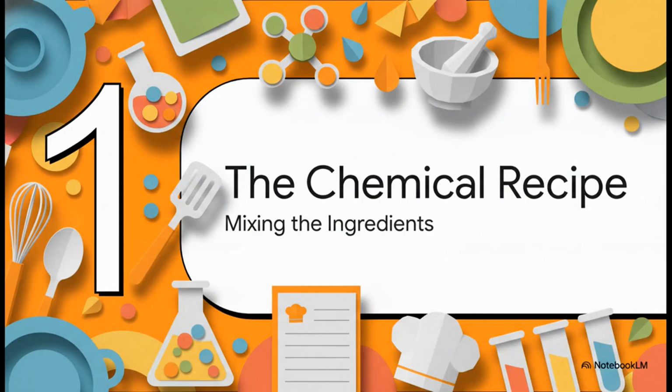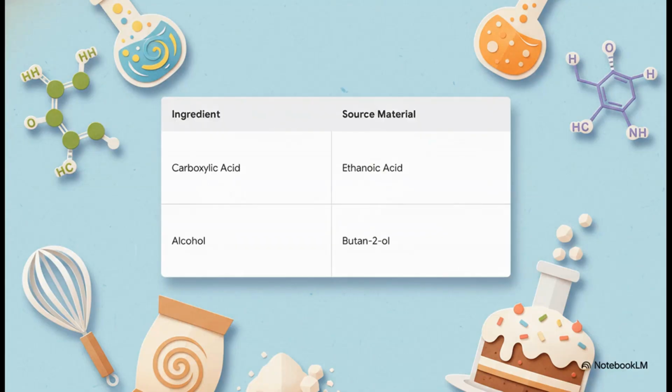You know, every great creation starts with a good recipe, and chemistry is really no different. So first things first, we've got to gather our ingredients. For the specific ester we're making, we need two main things. First up is a carboxylic acid, in our case, ethanoic acid. And second, we need an alcohol. We're going to use butanol. Just think of these as the flour and sugar of our chemical cake.